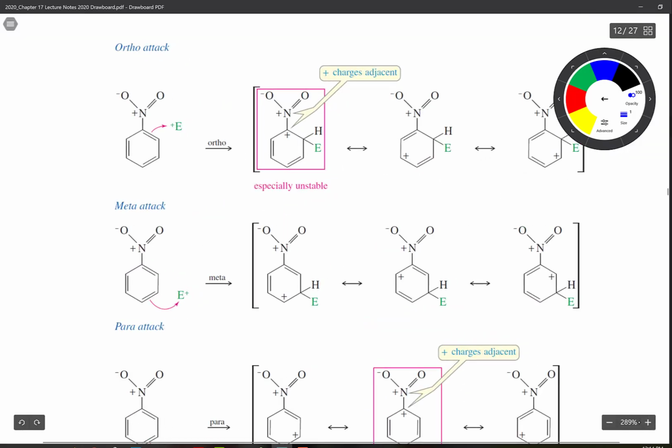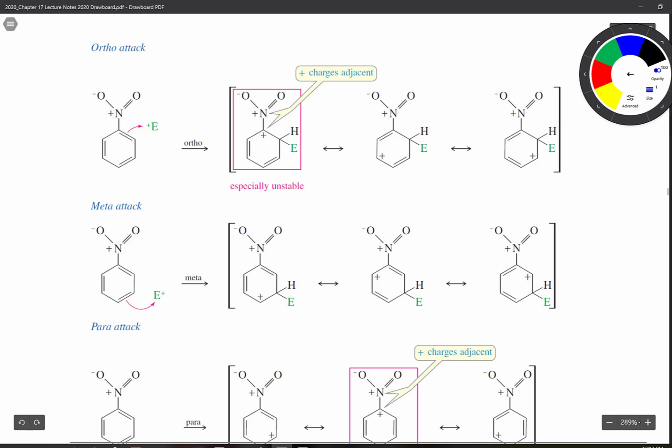This is highlighting our ortho, our meta, and our para attack. And this is true of just any EAS reaction, so we're going to use a generic electrophile here. If we attack ortho, the problem is that we get this plus charge adjacent to that positive charge. That's especially unstable, right? Then we get the other resonance structures here, and I'll let you put in the arrows and stuff.